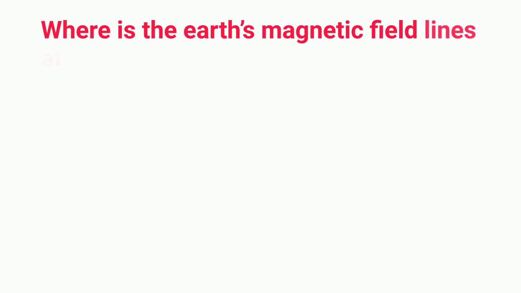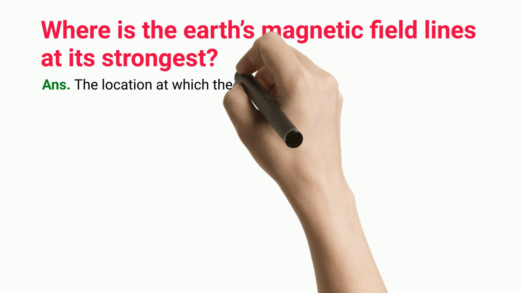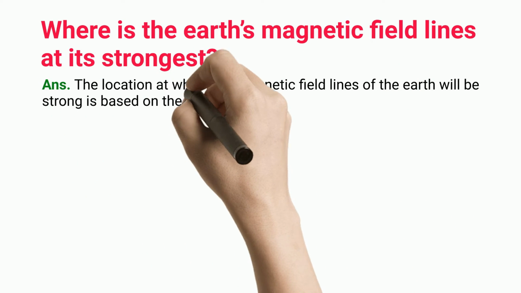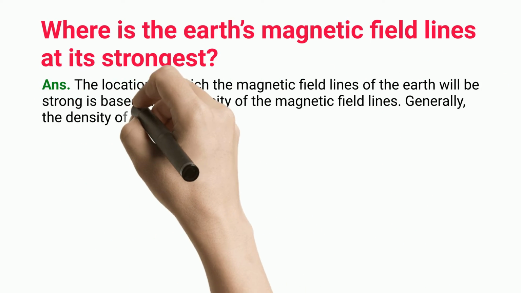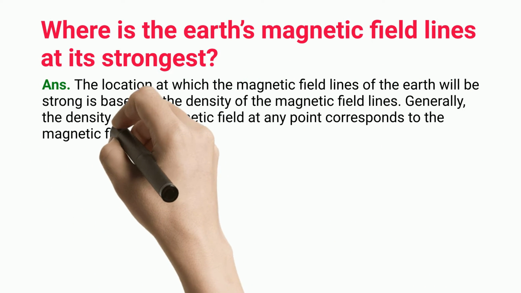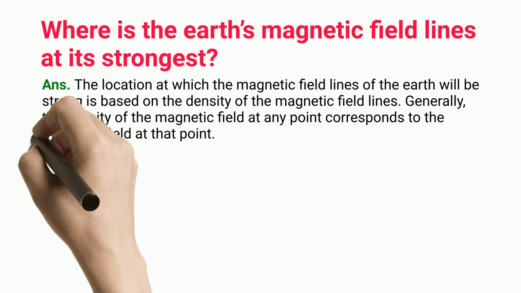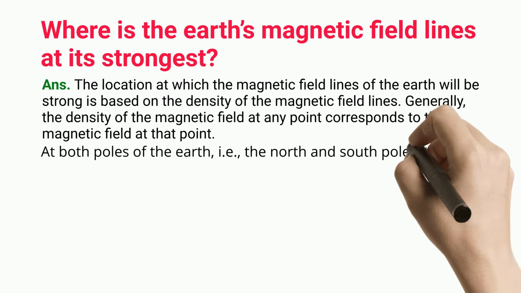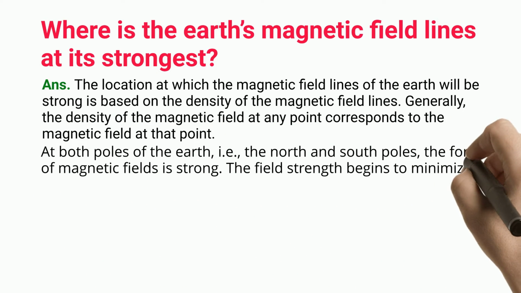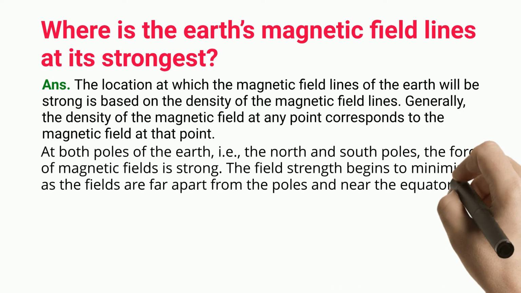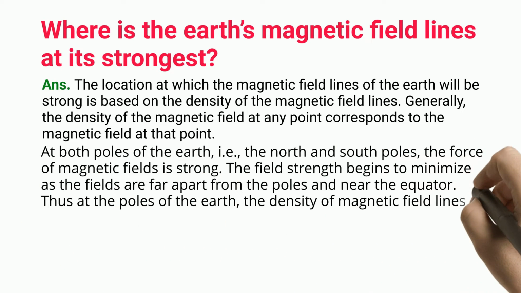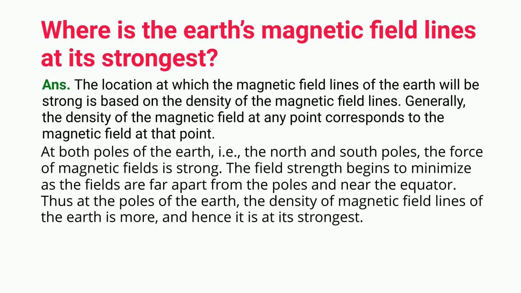Where are the Earth's magnetic field lines at their strongest? The location at which the magnetic field lines of the Earth will be strong is based on the density of the magnetic field lines. Generally, the density of the magnetic field lines at any point corresponds to the magnetic field at that point. At both poles of the Earth, i.e., the North and South Poles, the force of magnetic fields is strong. The field strength begins to minimize as the fields are far apart from the poles and near the equator. Thus at the poles of the Earth, the density of magnetic field lines of the Earth is more, and hence it is at its strongest.